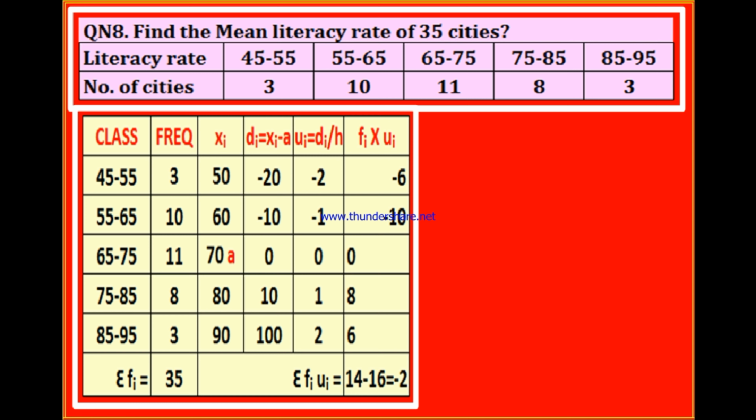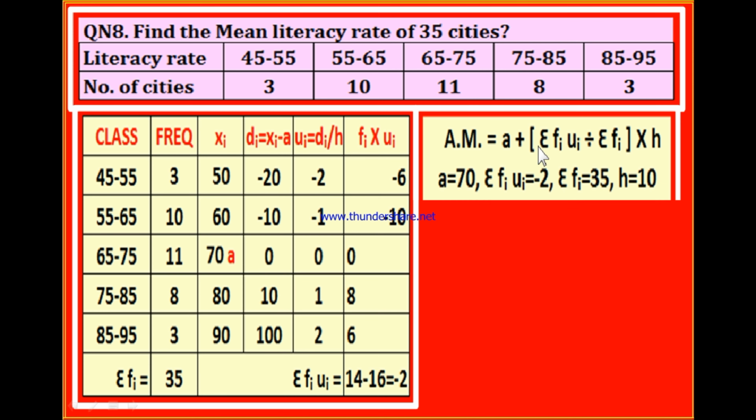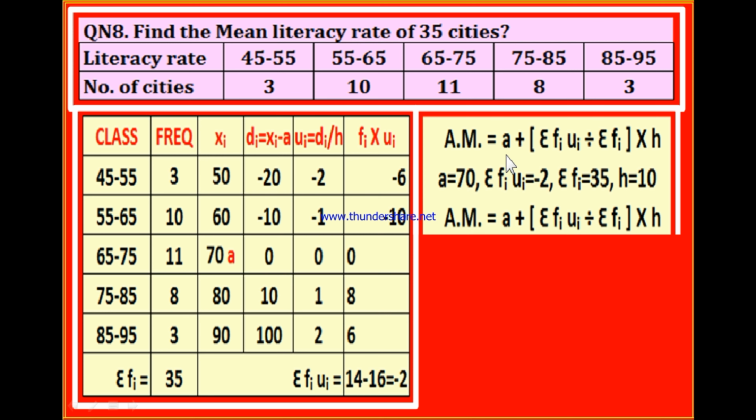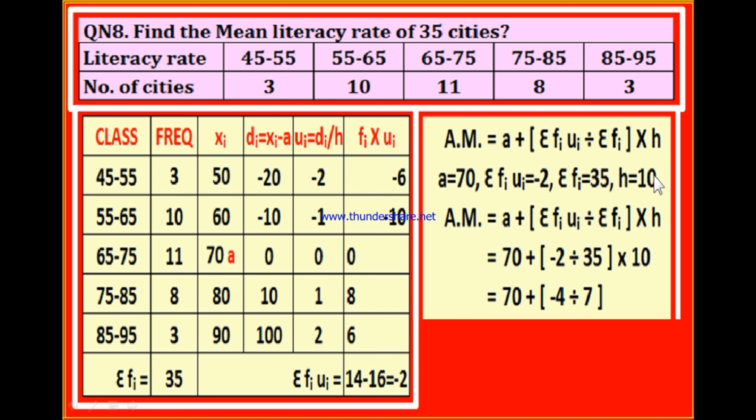Now we have all these values and we are going to find the arithmetic mean using the step deviation method. Therefore, let us write the formula. Using the step deviation method, the arithmetic mean formula is a plus sigma fi ui divided by sigma fi, into h. From this table we know that a is equal to 70, sigma fi ui is equal to minus 2, sigma fi is equal to 35 and h, the height of the class, is 10.